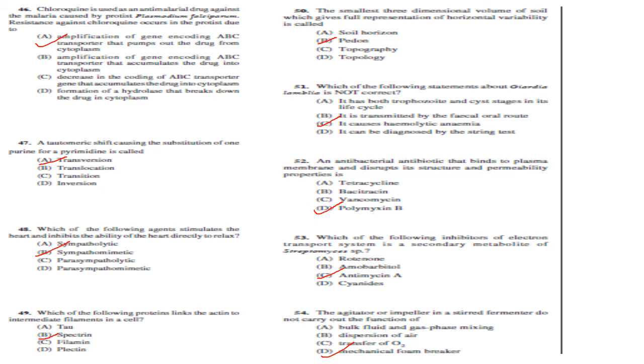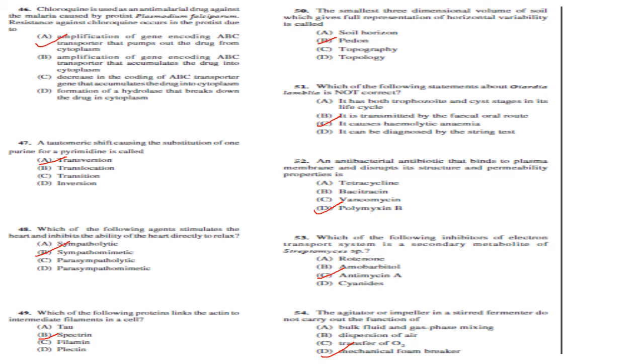That is correct. Then it is transmitted by fecal oral route. Yes. Then it causes hemolytic anemia. That is not correct. It is the common cause of diarrhea in humans and other mammals throughout the world. So it can be diagnosed by string test. That is also correct. So it causes hemolytic anemia is not correct. Answer is option is not correct.